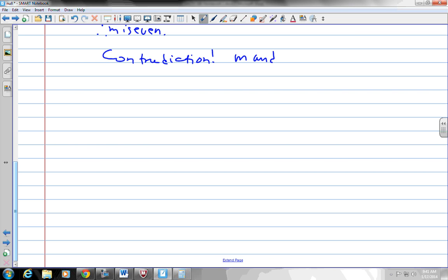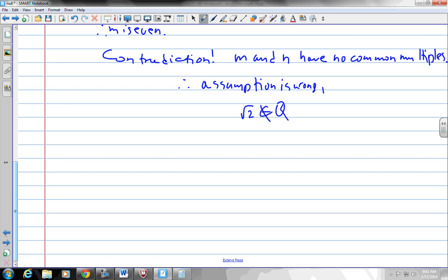M and N have no common multiples. Therefore, the assumption was wrong. So square root of 2 is not rational. So therefore, square root of 2 is irrational.